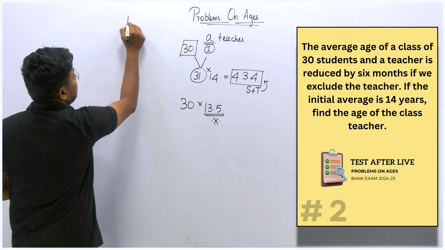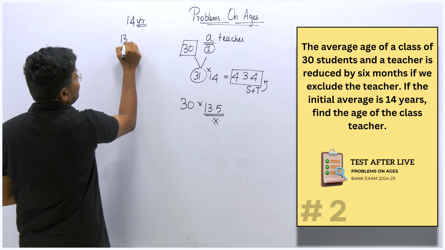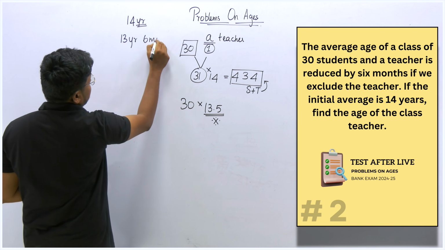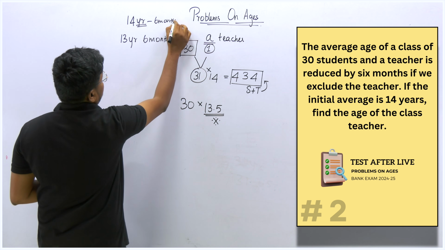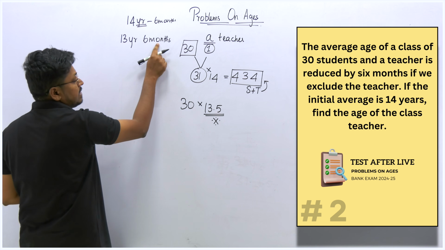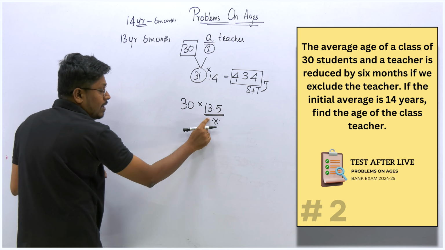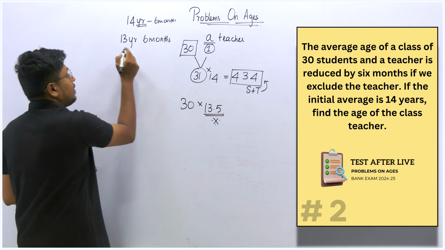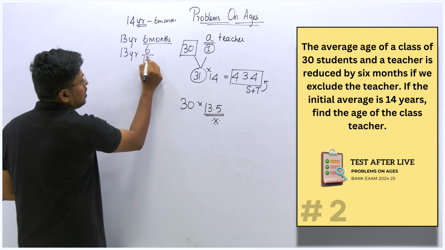Already it is 14 years, right? So when you reduce this by 6 months, then it will be 13 years, 6 months, right? When you reduce 6 months from this 14 years, then the average will be 13 years, 6 months. So 13 years, 6 months should be considered as 13.5. If you don't know how I wrote this, you can write like this: 13 years, 6 months can be written as 6 by 12. Yes or no?